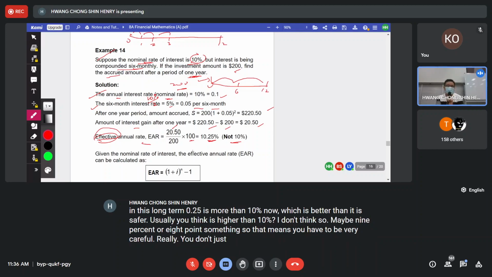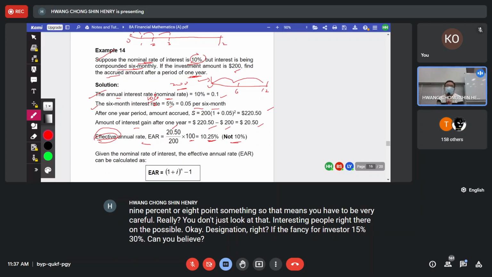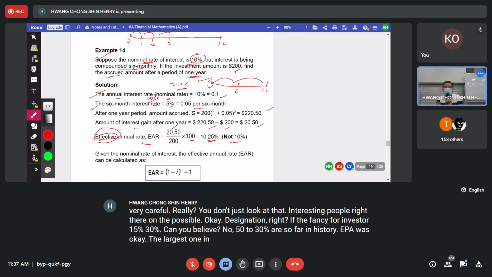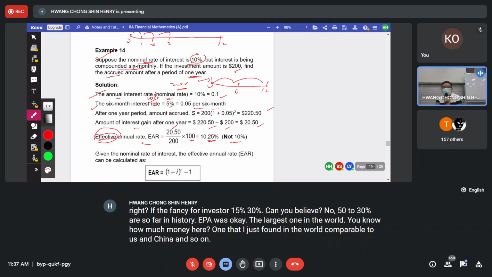You don't just look at the big interest rate they write there on the brochure paper. Be careful. That's why I mentioned, if the fund says invest 15%, 20%, can you believe or not? No. 15 to 20%, so far in history, EPF also cannot afford to pay that. EPF is one of the largest funds in the world. You know how much money in EPF? A few hundred billion, comparable to US and China and so on. So they cannot afford even 15 to 20%.